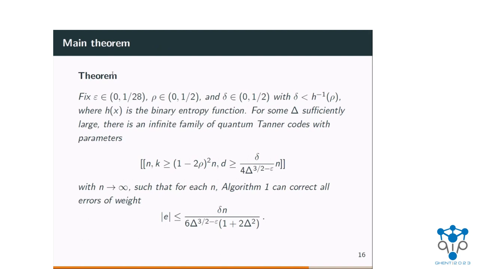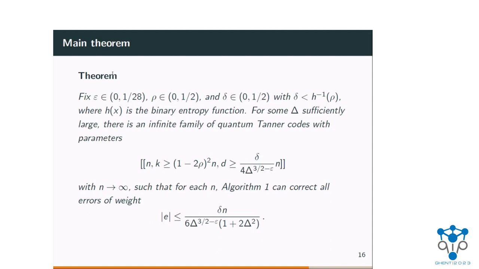If we combine these two steps together, we arrive at our main theorem: there's an infinite family of quantum Tanner codes with these asymptotically good parameters, such that our decoder can correct errors of weight up to a constant fraction of the block length.